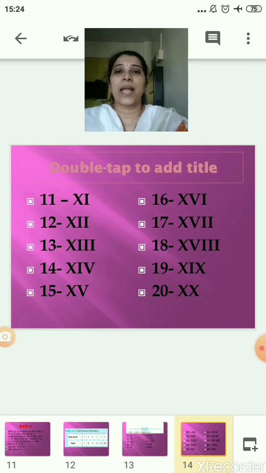For 19, you will write the capital letter X, capital letter I, and again the capital letter X. For 20, you will write it as capital letter X and again capital letter X. So I hope, children, you might have written the Roman numerals from number 1 to 20.